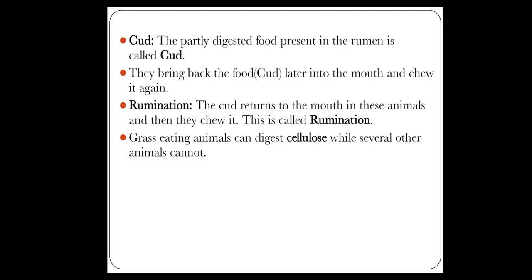So till now we have learned about digestion in humans and in grass eating animals. Both of these have a well developed digestive system. They have a mouth, but there are certain organisms which do not have a mouth or a digestive system. Then how do they acquire the food? How do they digest the food? So today we'll be learning about one such organism, and how digestion in such organisms takes place.